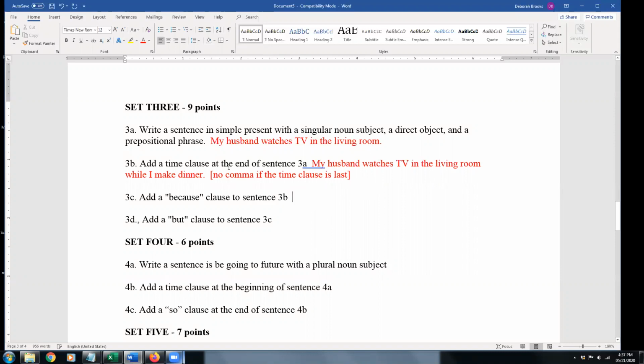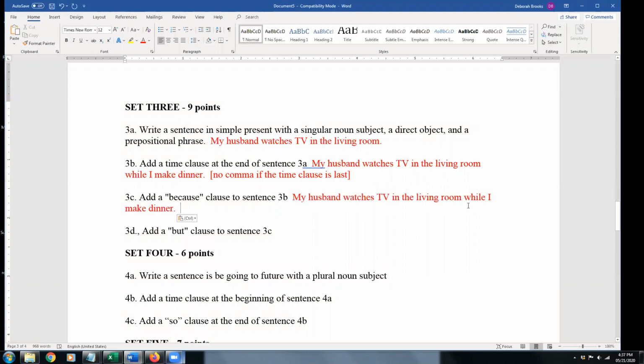Then we're going to add a because clause. My husband watches TV in the living room while I make dinner because I want the kitchen to myself. He's not very helpful in the kitchen, so tell him to go watch TV. Because I want the kitchen to myself.